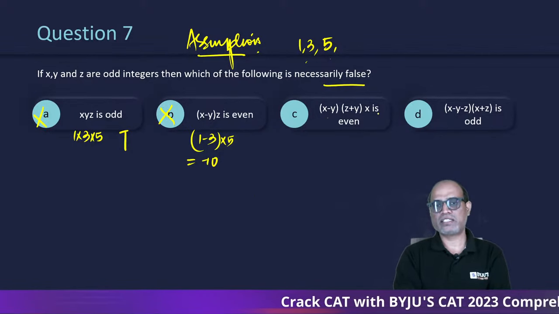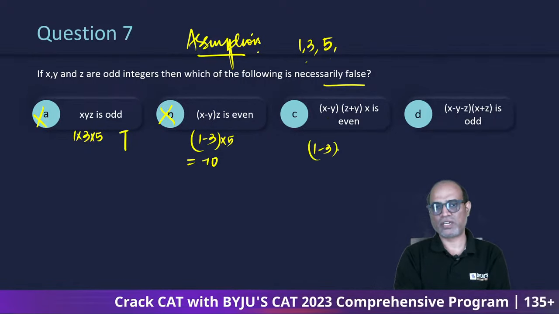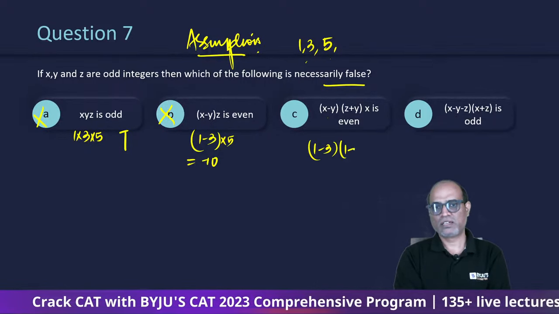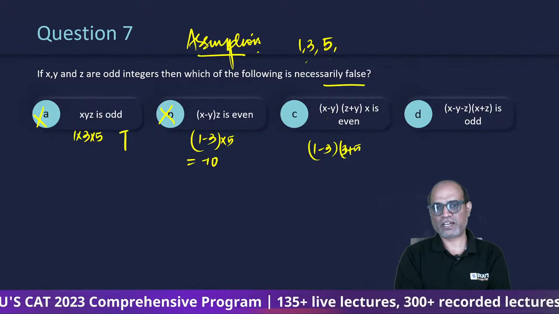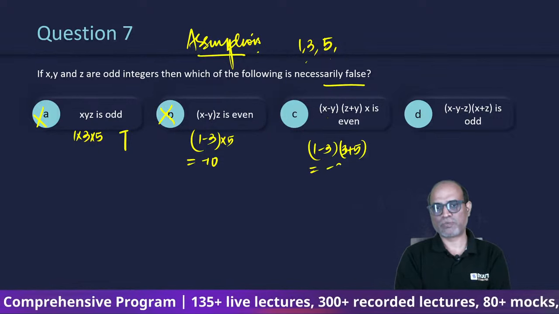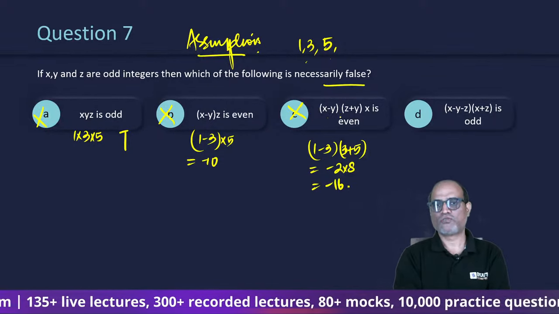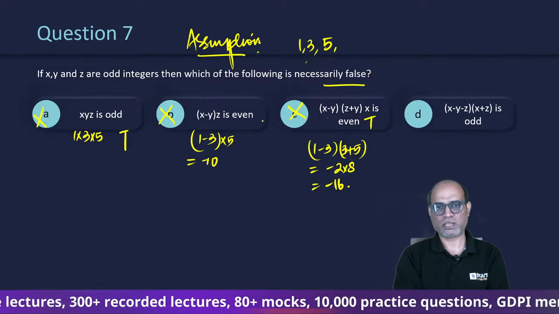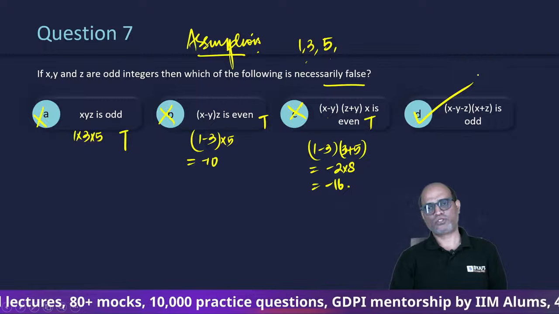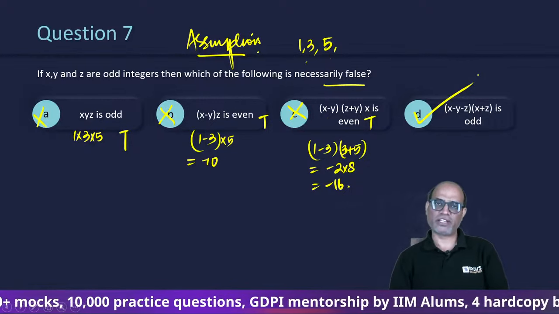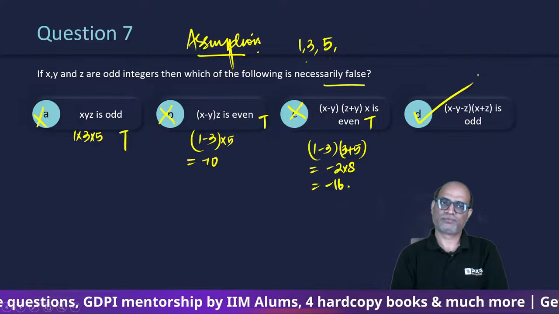X minus Y, Z plus Y, X is even. 1 minus 3 into... Sorry. 3 plus 5. This is equal to minus 2 into 8, minus 16. It is even. ये सारे ट्रू चल रहे हैं, सब सच बात है. So D is the answer. Don't even have to check it कि वो सच बोल रहा है कि नहीं. If 3 options are correct, then obviously one has to be false, right?